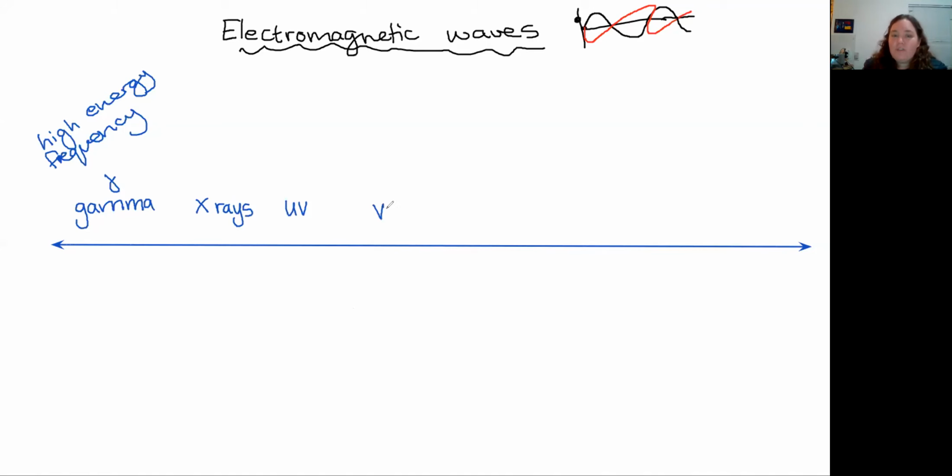Below that, we've got visible. Visible light is the light that we can see. Still below visible, we have infrared. Below infrared, we have microwaves, and below microwaves, we have radio waves. This is the order in which they get arranged from highest frequency to lowest frequency. So over here, I'm going to say we've got the lowest energy and the lowest frequency.